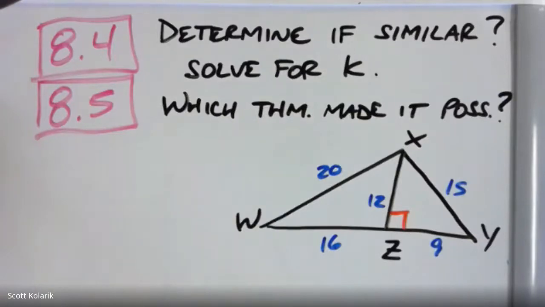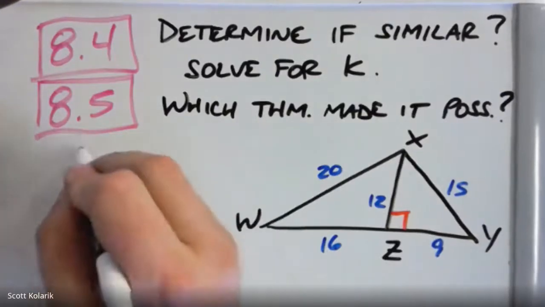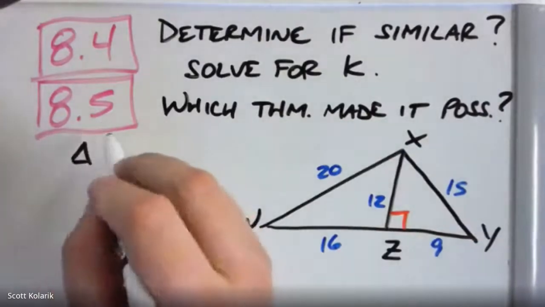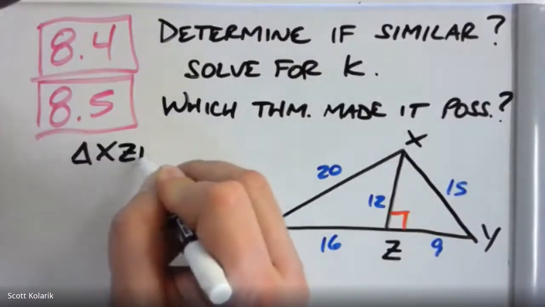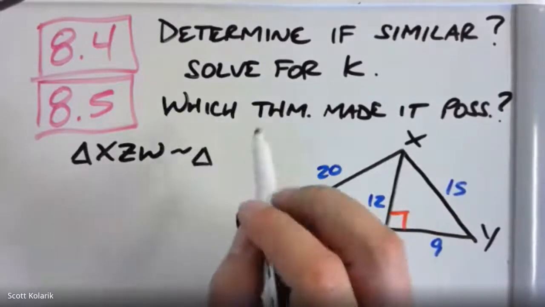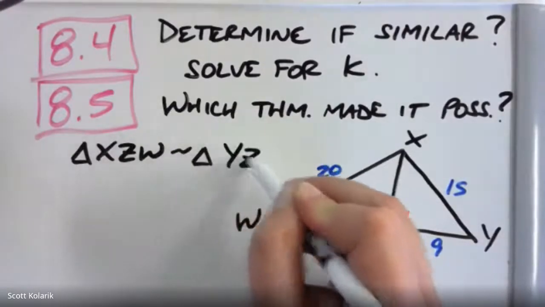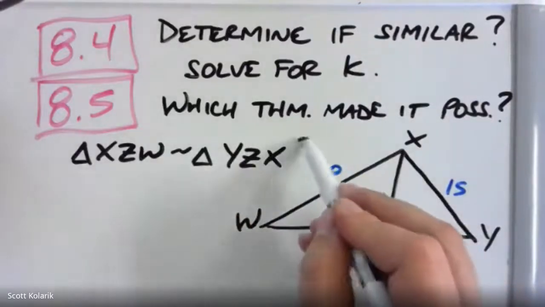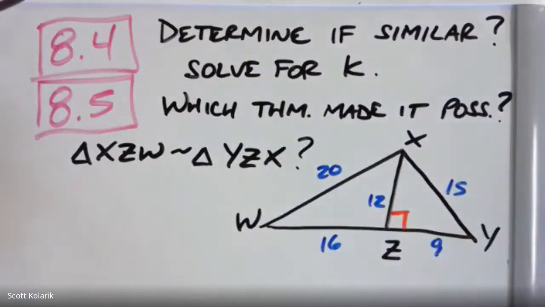Are these similar? And by are these similar, let me just clarify this. This is triangle XZW, the triangle here on the left. Is this similar to triangle YZX, the triangle here on the right? Okay, this is the question in this problem. I have to distinguish that because technically there is a third triangle. WXY is a major triangle here. But anyway, clarifying these two triangles.